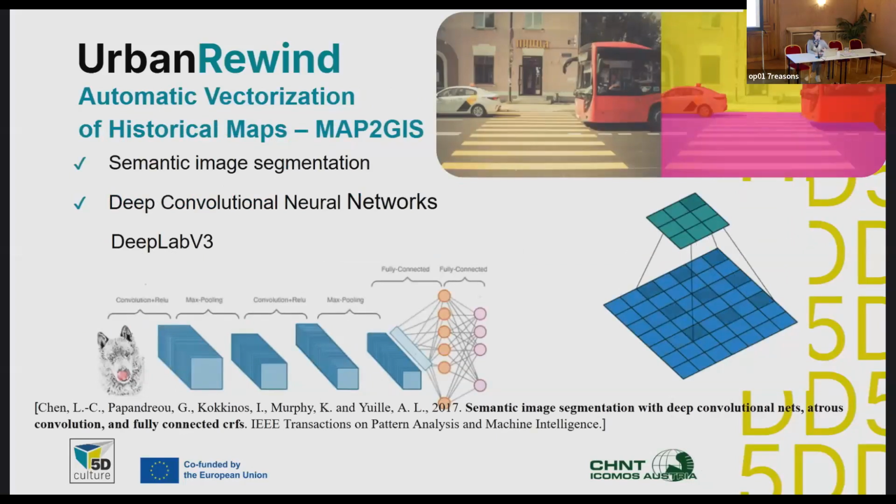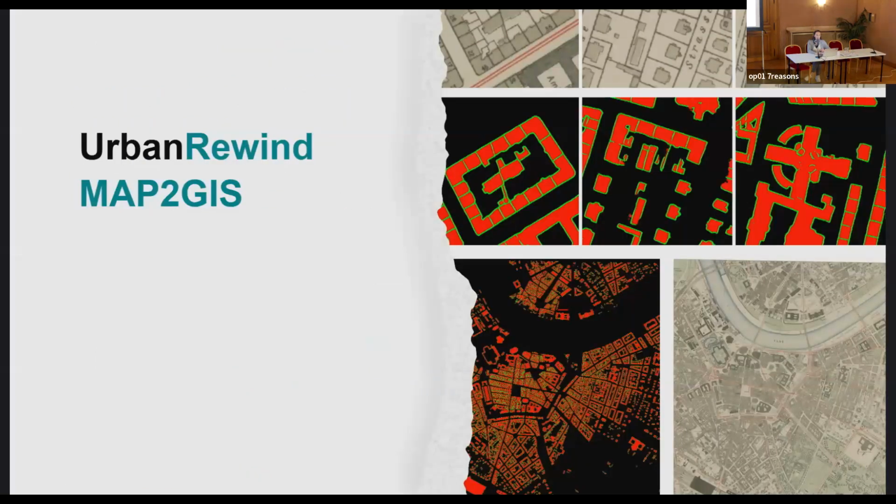So for the automatic vectorization, we created this tool that is called the Map2GIS. It is a semantic segmentation tool, so based on this deep convolutional neural network that is called DeepLab V3. So basically we can go from a raster to a vector representation of historical urban context. In this case, the tool is working with the vectorization only of building.